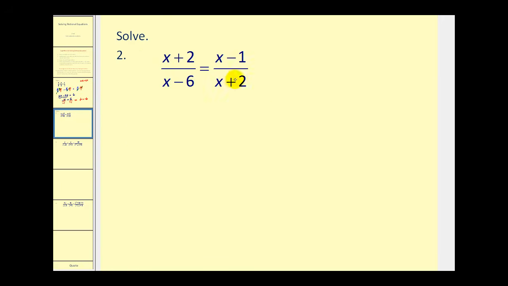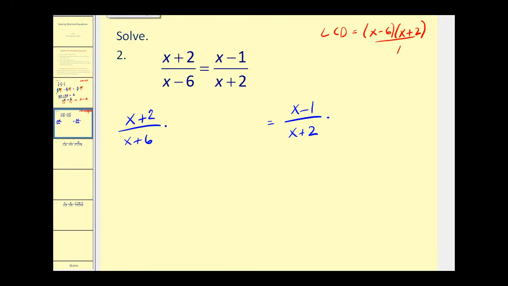Even though this is a proportion, I'm going to go ahead and follow the rules outlined in this video. We can see the LCD would be the product of these two denominators. So we'll multiply both sides of the equation by this product over 1. Notice in red we've multiplied both sides of the equation by x minus 6 times x plus 2 all over 1. Now let's go ahead and simplify.